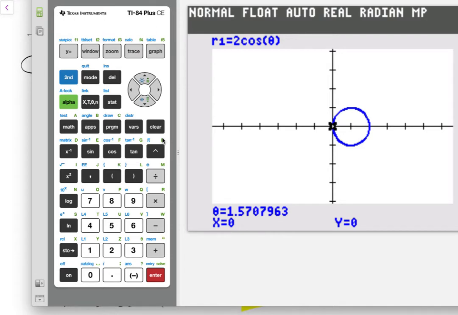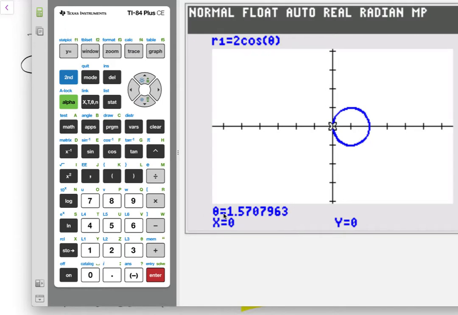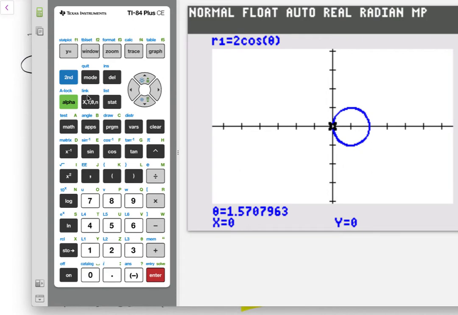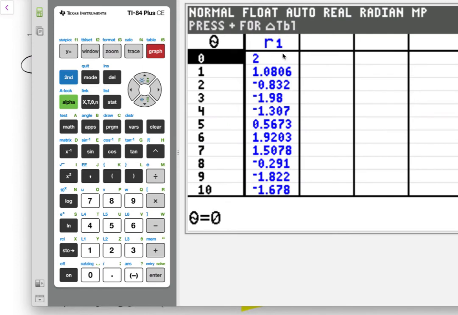Something else that's kind of unique you'll notice on the TI is if I look down here as I plot points, the theta value I plugged in was pi over 2, and it's telling me the xy coordinate. So what the calculator is doing as it graphs is it's thinking of theta as a parameter, really, and it's giving you for the theta value what is the xy Cartesian point. So if you want to plug a theta in and get the r value, you have to go to the table. So I'm going to do second graph and go to the table, and you can see here it's going to spit out for me the r values.